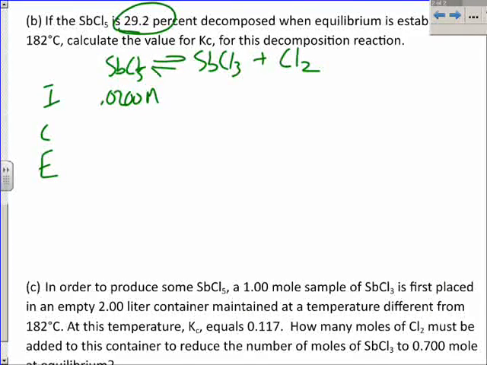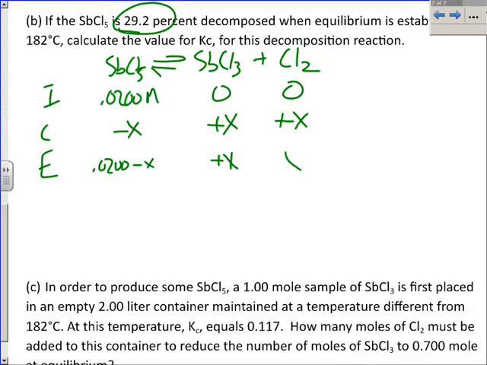Now, pre-decomposition, I would have 0 of each of these, and then it decomposes. So this is going to go down, and these are going to go up by x. So I know I've got 0.0200 minus x, plus x, and plus x. So I'm just going to call those values x there to simplify. So that would be my setup in this problem.